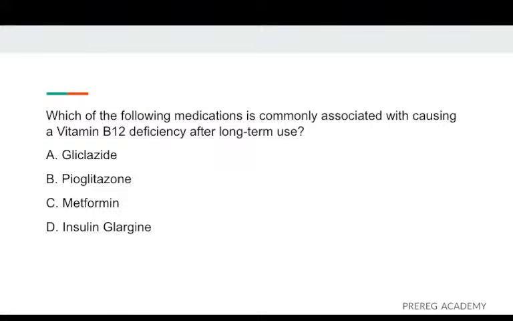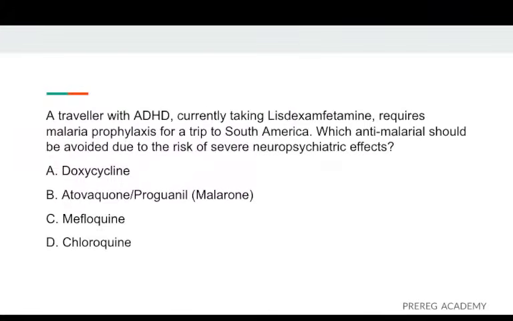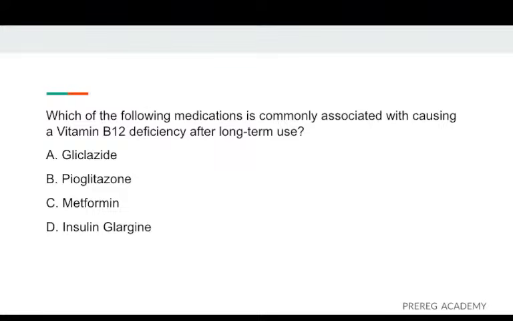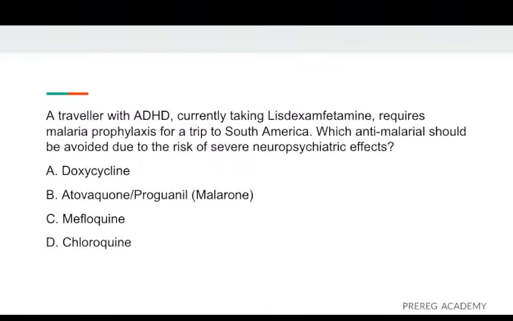Gliclazide is a sulfonylurea. Obviously, this can be used. This is a preferred option to longer acting sulfonylureas for patients that are elderly and at risk of falls. Okay, and we've got pioglitazone and insulin glargine. All right, next question.